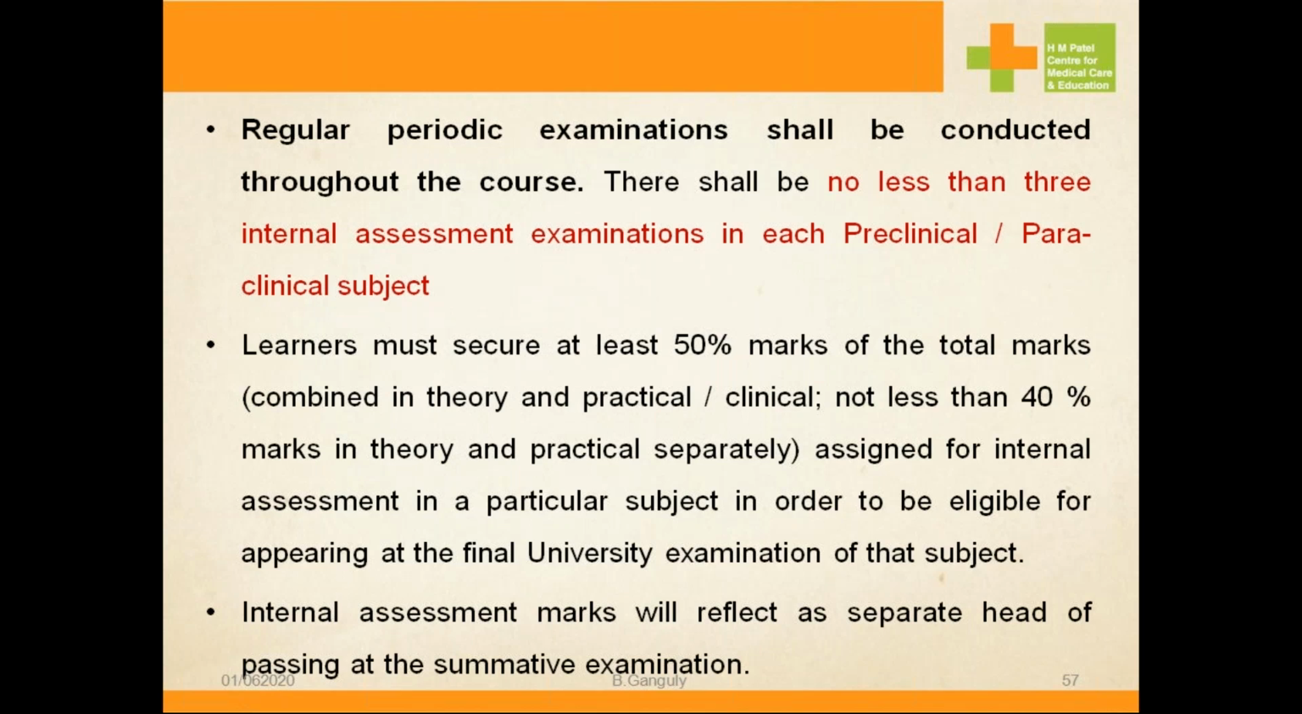2019. They also mention that regular periodic examinations shall be conducted throughout the course, and there shall be no less than 3 internal assessment examinations in each pre- or para-clinical subject. That means we have to have a minimum of 3 internal assessments in whichever way you can. Internal assessment marks will reflect as a separate head in passing at the summative examination. That means in the final examination mark sheet, internal assessment marks will be reflected.